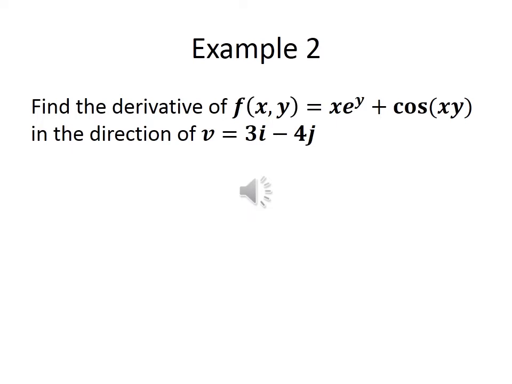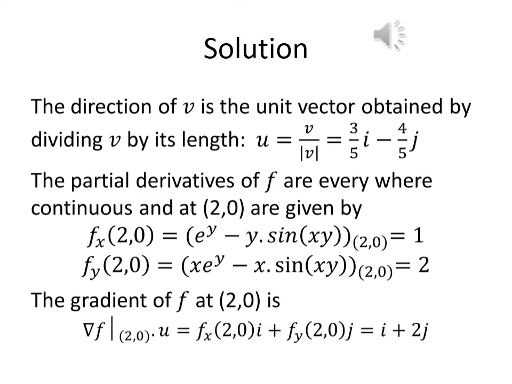Find the first derivative of the function given by x e to the power y plus cosine xy in the direction of v equal 3i minus 4j. The direction of v is the unit vector obtained by dividing v by its length. We can compute the length by the square root of 3 to the power 2 plus 4 to the power 2, which is 5. So u equals v divided by the absolute value of v, equals 3 divided by 5 times i minus 4 divided by 5 times j.